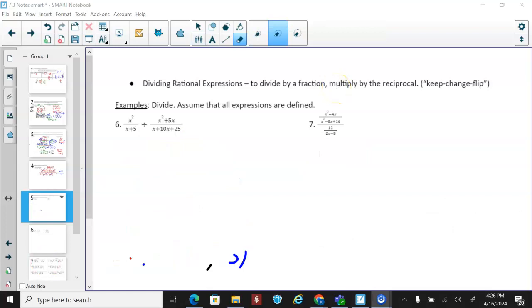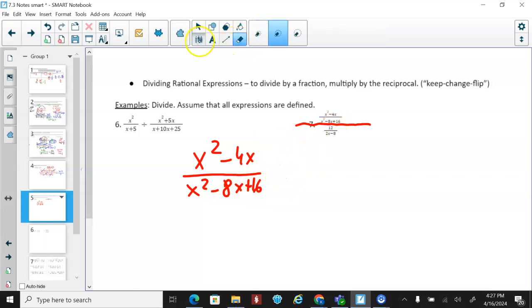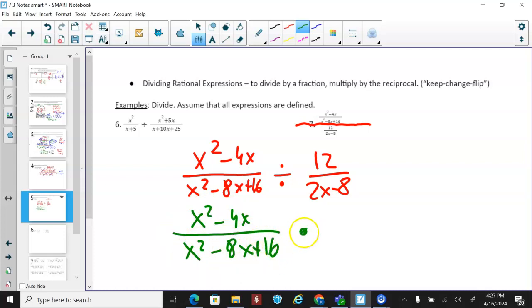All right, number 7. This line right here just means a division. So I'm going to rewrite number 7 so it looks a little bit better. I've got x squared minus 4x over x squared minus 8x plus 16, divided by 2x minus 8 over 12. Now I'm going to keep, change, flip. So I'm keeping x squared minus 4x over x squared minus 8x plus 16 times 12 over 2x minus 8, with the 2x minus 8 going on the bottom and the 12 on the top.